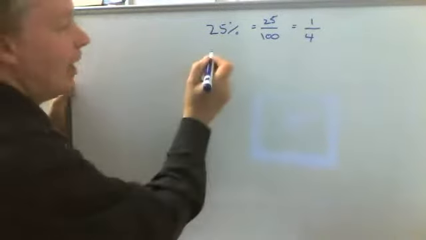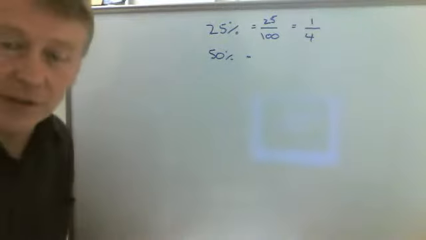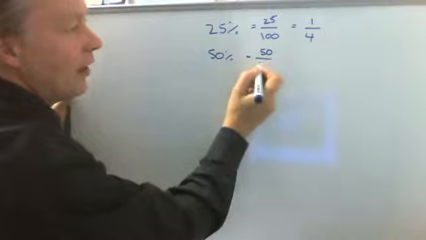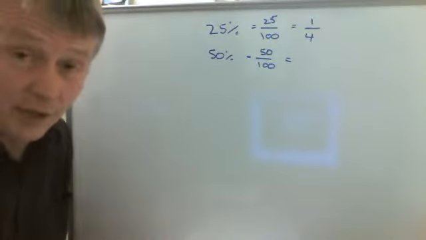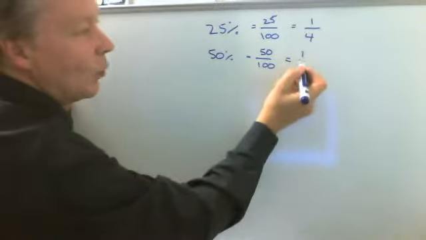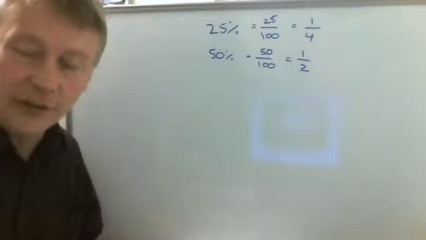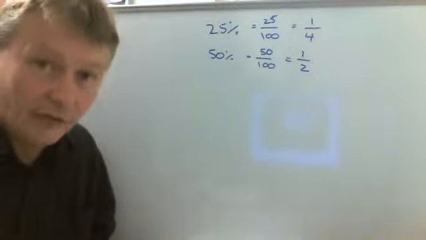So let's say we have 50%. Well, 50% we can again rewrite as 50 over 100, and then I'm going to divide the top and the bottom by 50. So 50 into 50 is 1, and 50 into 100 is 2. So the fraction equivalent of 50% is 1/2.